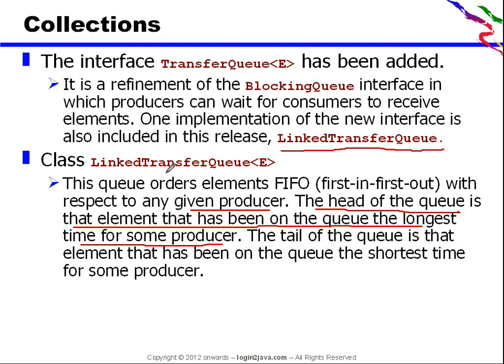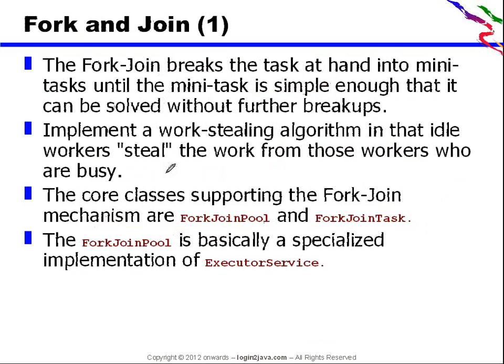Now this is very interesting. The fork and join that has been introduced in Java 7. The fork join breaks the task at hand into mini tasks until the mini task is simple enough that it can be solved without further breakups. It implements a work stealing algorithm, in which idle workers steal work from those workers who are busy.